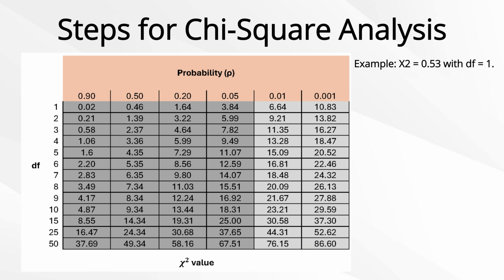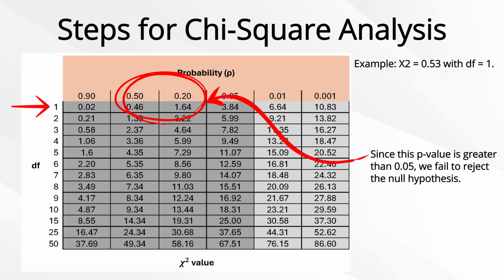For example, suppose you have a chi-square value of 0.53 with 1 degree of freedom. Locate 0.53 in the row for 1 degree of freedom. The corresponding p-value falls between 0.20 and 0.50. Since this p-value is greater than 0.05, we fail to reject the null hypothesis. This suggests that the observed differences could be due to random variation. By using the chi-square table, you can easily determine the p-value range and make informed decisions about your hypothesis testing.